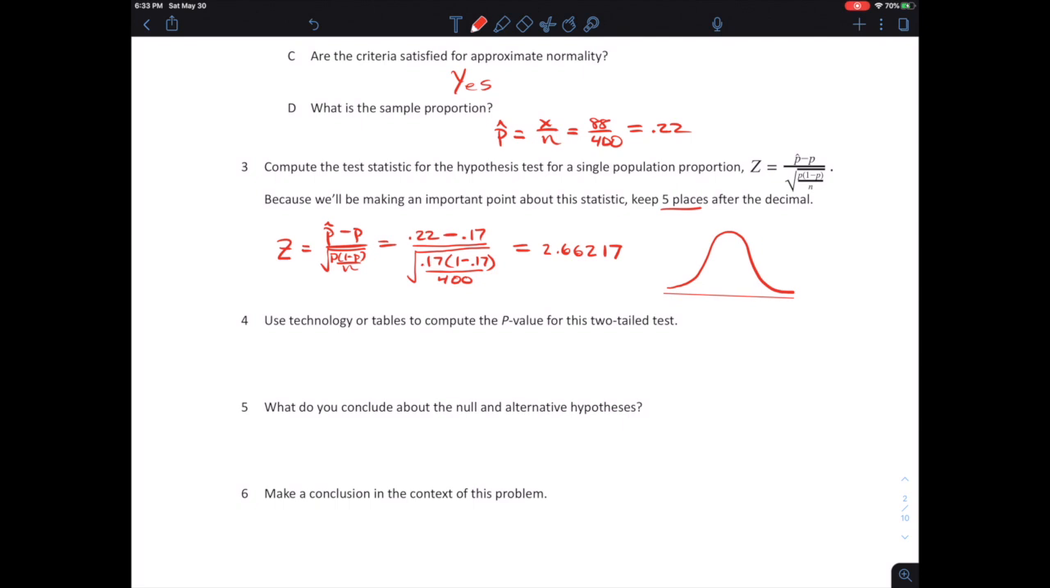And just as a reminder, we have a p-value calculator in Desmos. Now this is the normal distribution. So remember, we're working with z-scores this time, not t-scores. We can label our z statistic here, 2.66217, and then we want this area here so that we can use that for the p-value. Okay, so I'm going to jump over to Desmos real quick and see if we can figure that out.